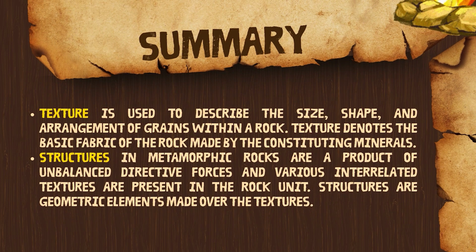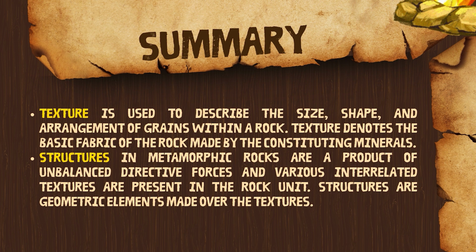Then viewers, let us summarize what we have studied in the previous slides. Let us summarize what I have discussed in this video. Texture is used to describe the size, shape and arrangement of grains within a rock. Texture denotes the basic fabric of the rock made by constituting minerals. Structures in metamorphic rocks are the product of unbalanced directive forces, and various interrelated textures are present in the rock unit.